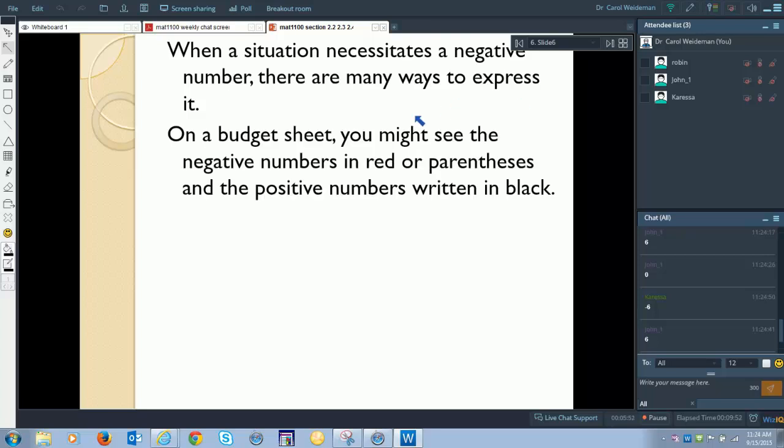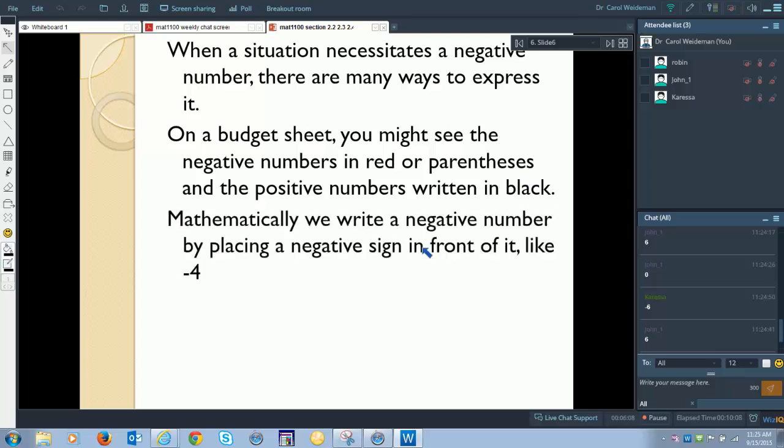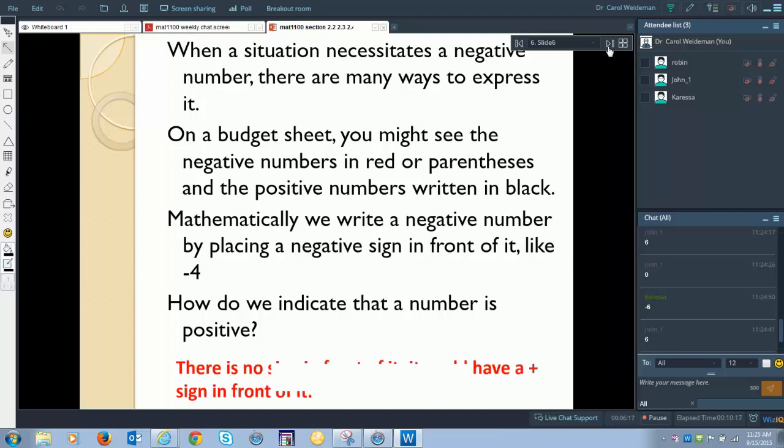So just a couple other comments on negative and positive numbers. Sometimes we use different ways to show these. On spreadsheets, a lot of times negative numbers will show up in red, or sometimes they'll be in parentheses, and then the positive numbers are in black. So there are different ways to show positives and negatives. Mathematically, a negative number has a negative sign in front of it. And I mentioned this before. How do we indicate that a number is positive? We can put the positive sign or no sign. So if you just see a number with no sign in front of it, you'll assume that it's a positive number.